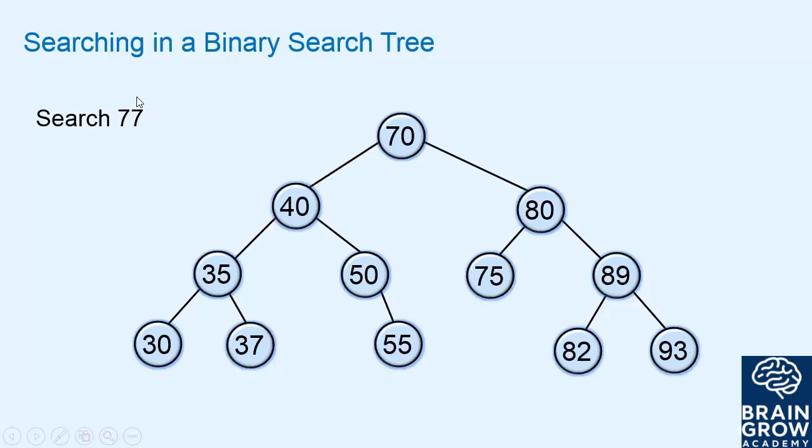Now suppose we have to search 77 in this binary search tree. We'll start with the root node. 77 is greater than 70, so we'll move to the right child. Now 77 is compared with this 80. 77 is less than 80, so we move to the left child. Now 77 is compared with this 75. 77 is greater than 75, so we have to move to the right child. But the right child is null. We have reached a null child, it means the search is unsuccessful. This key 77 is not present in the tree.